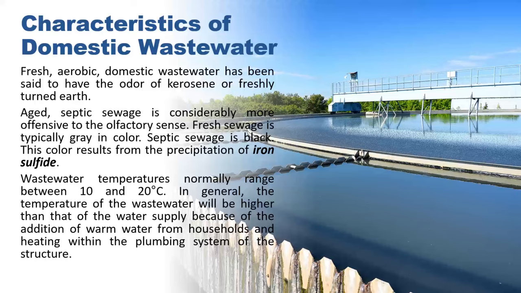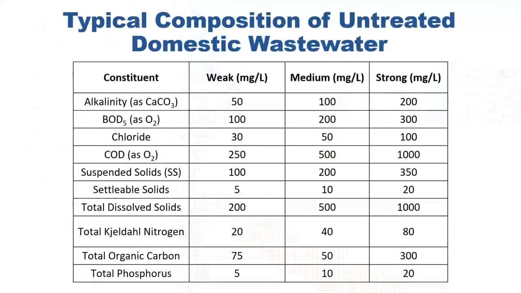Wastewater temperatures normally range between 10 and 20 degrees Celsius. In general, the temperature of the wastewater will be higher than that of the water supply because of the addition of warm water from households and heating within the plumbing system of the structure. These are the typical composition of untreated domestic wastewater.